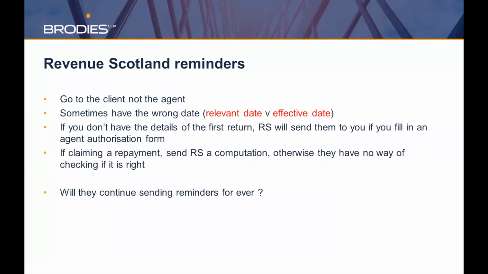I suppose the point there is that the relevant date may be later than the effective date, so with a lease that didn't have to be notified straight away, the first LBTT return could be a couple of years after the lease was granted. So we've seen reminders from Revenue Scotland which are saying that there's already an LBTT return, a 3-yearly return due, but it's just wrong because we've not got to 3 years from the relevant date.